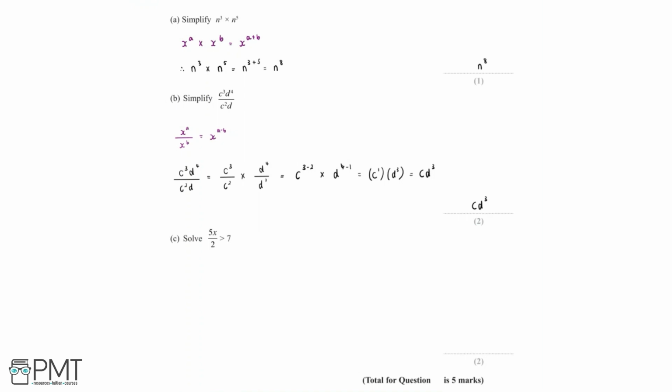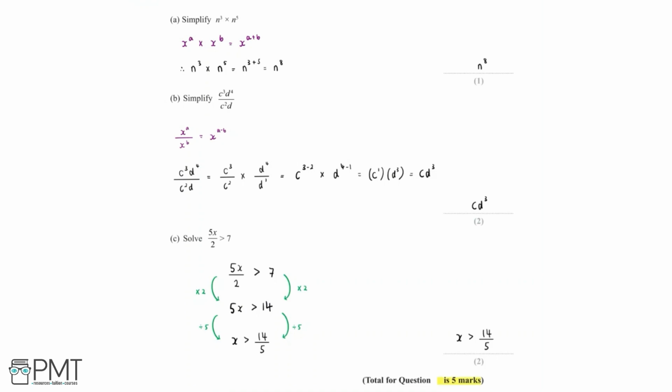Finally, in part C, we need to solve 5x over 2 is greater than 7. We need to solve for x, and we can start by multiplying both sides by 2. 5x over 2 multiplied by 2 would be equal to 5x, and 7 multiplied by 2 would be equal to 14, leaving us with 5x is greater than 14. Now to solve for x, let's divide both sides by 5. 5x divided by 5 is equal to x, and 14 divided by 5 is equal to 14 over 5, leaving us with a final answer that x is greater than 14 over 5.